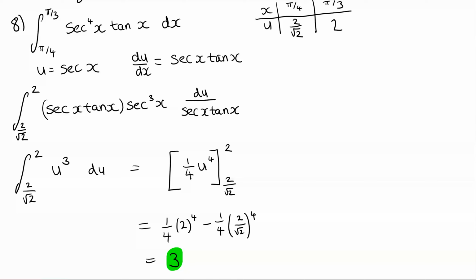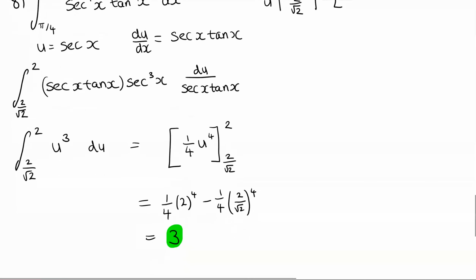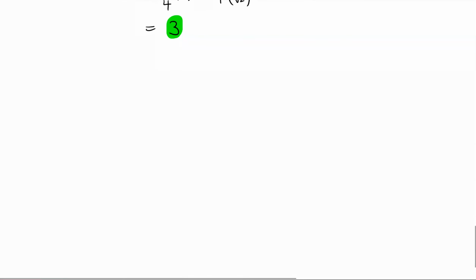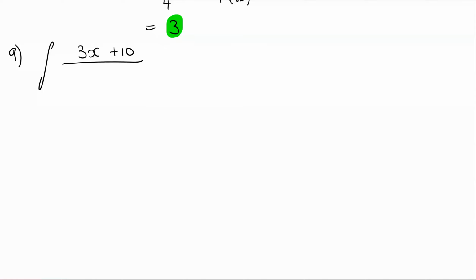Okay, 2 more to go and then we're done. So this next one, we're going to integrate 3x plus 10 over 2x plus 3 times x minus 4.